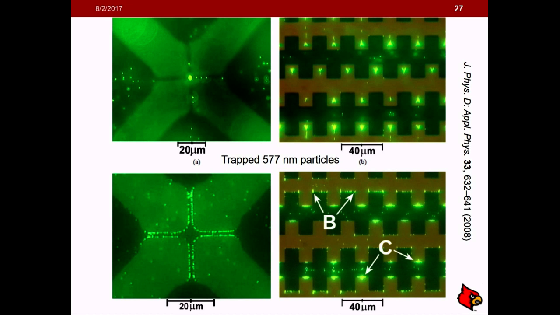Here you have an example of sub-micrometer fluorescent particles that are trapped in both the quadrupole geometry as well as the castellated electrode geometry. The top diagrams show negative dielectrophoresis for both quadrupole and castellated electrodes. And then on the bottom, you have your positive dielectrophoresis at the edges of the electrodes.